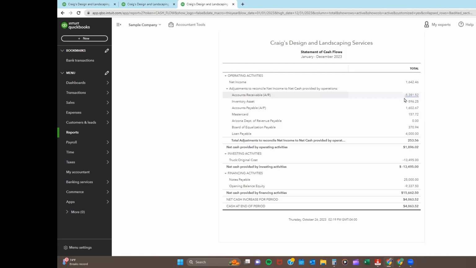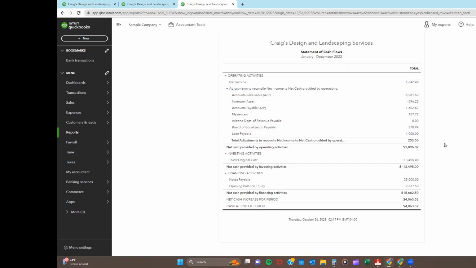Okay. So when our assets increase, our cash decreases, and vice versa. And when our payables, liabilities increase, our cash increases as well. Okay. So that's our operating cash flow right here.